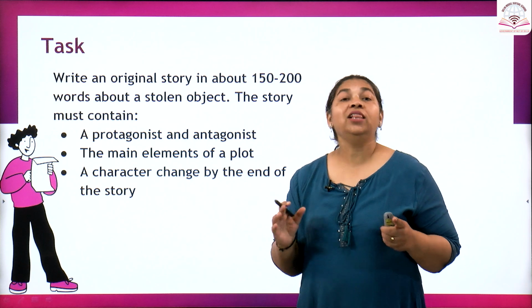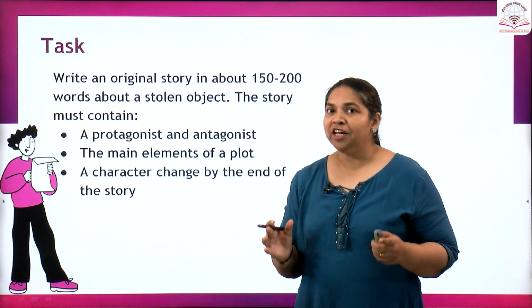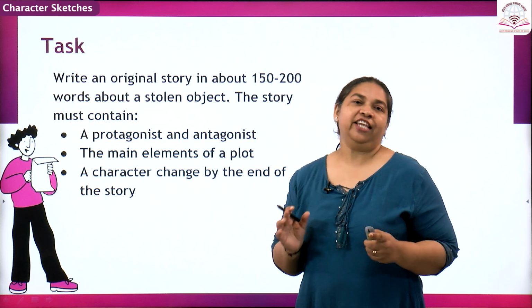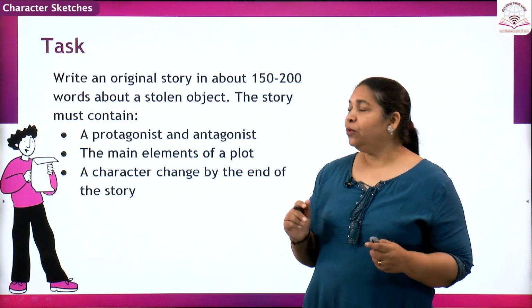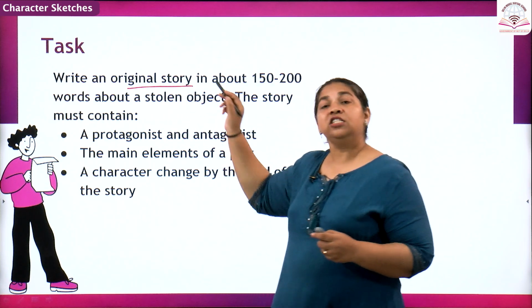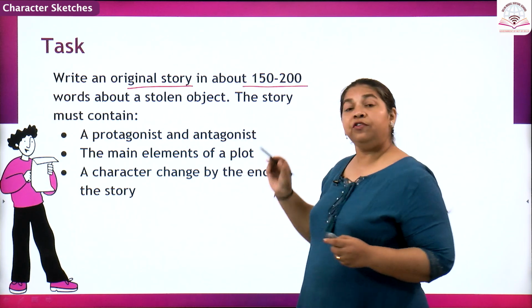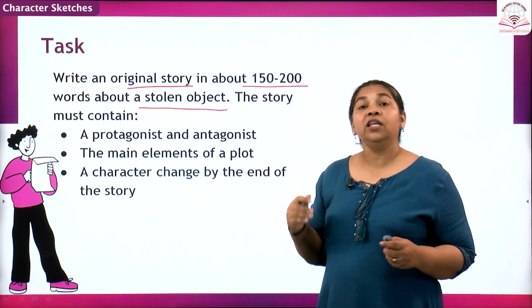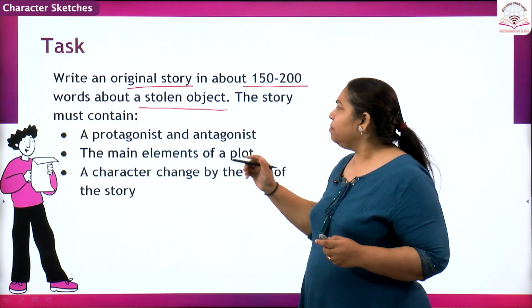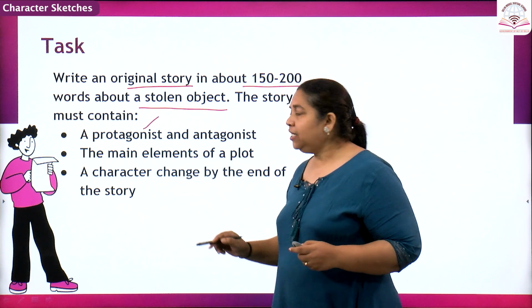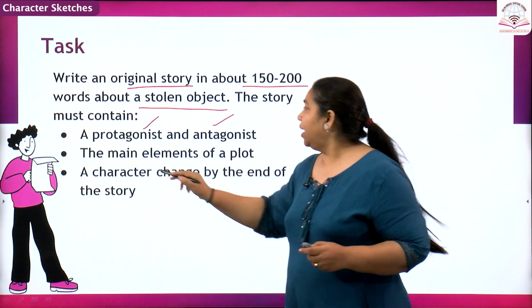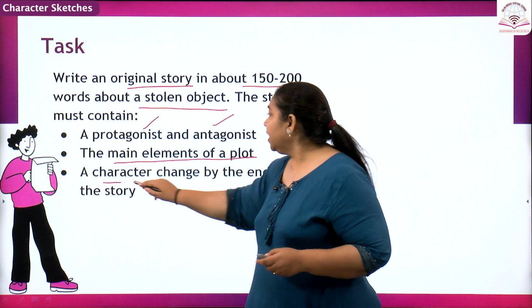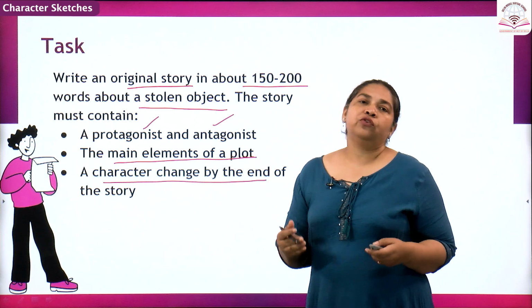I hope all the types of characters are clear by now, and now you'll be able to write a very good character sketch. Now I have a task for you. You have to write an original story in about 150 to 200 words, and the theme would be a stolen object. Your story must include one protagonist, one antagonist, and all the main elements of a plot. And then there must be a character change by the end of the story.